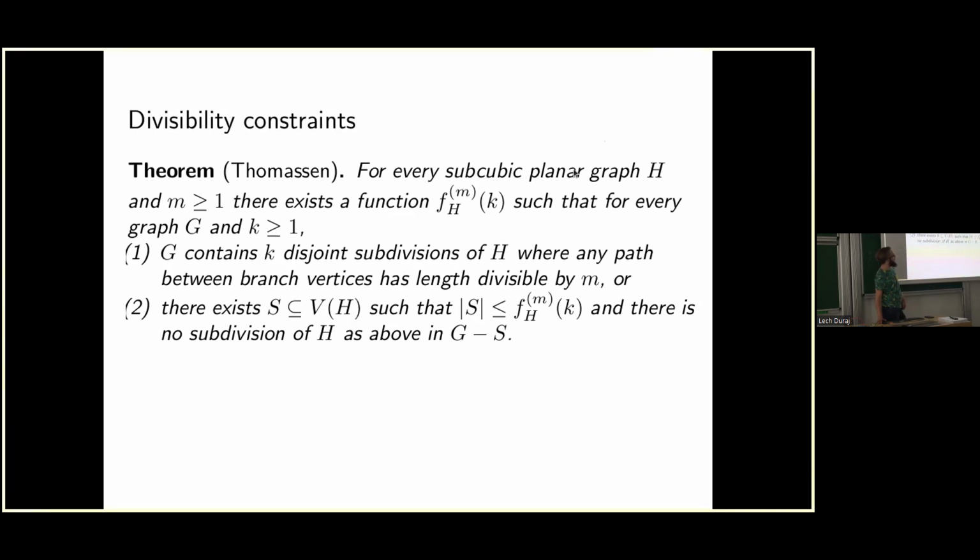So whenever you have a subcubic planar graph H and some positive number m, then there exists a function such that for any graph G and number k, either G contains k disjoint subdivisions of H which have this property which I described earlier, so any path between two branch vertices has length divisible by m, or there exists a small number of vertices such that after removing them, we don't have a subdivision like that. And the proof of this theorem follows from almost everything that we've already seen.